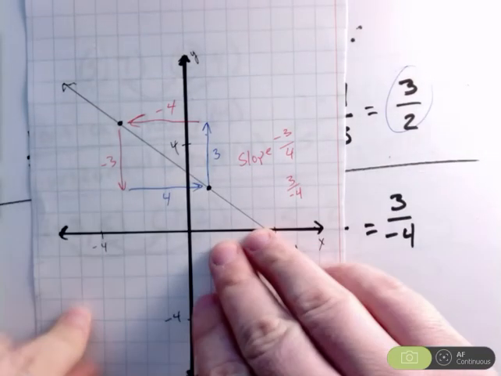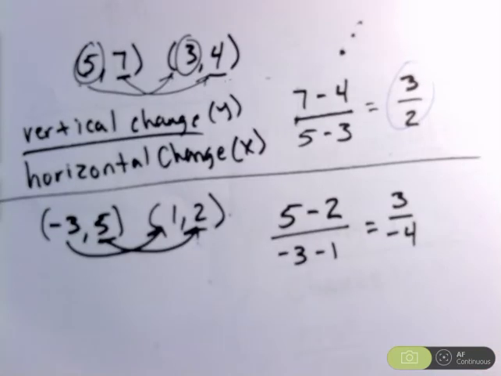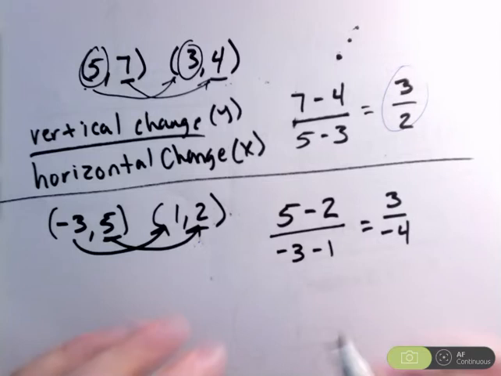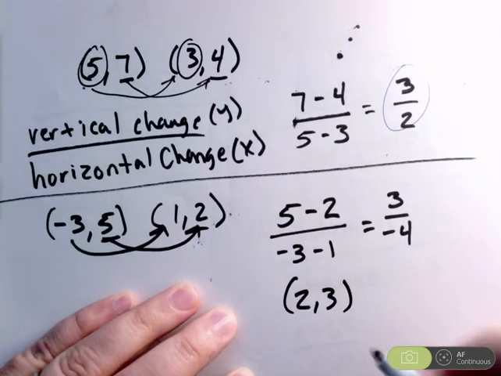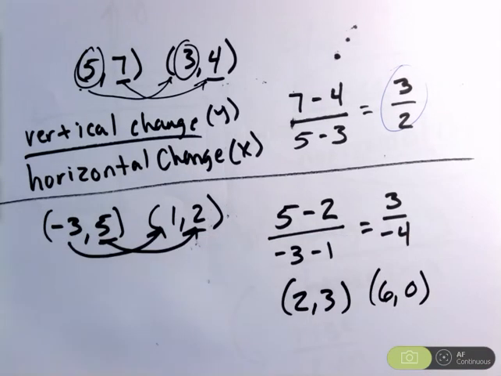Okay, let's give you guys a chance to try one real quick on your own. Let's use the points 2, 3, and 6, 0. So you might want to go ahead and pause it and try to find the slope between those 2 points.